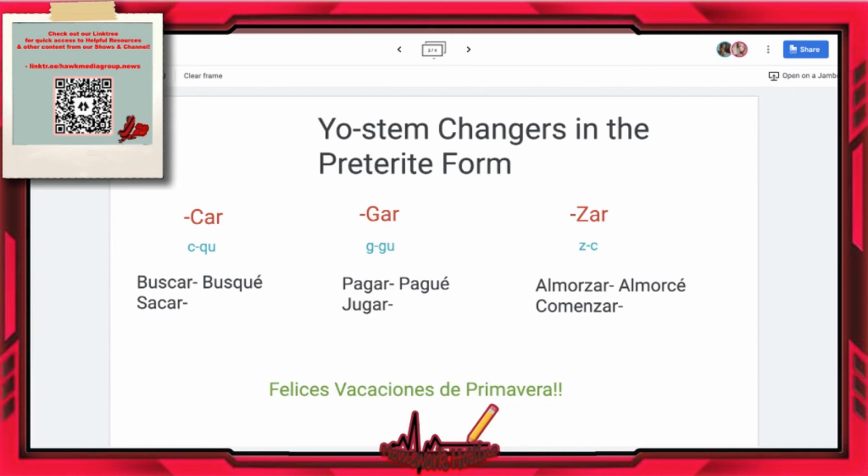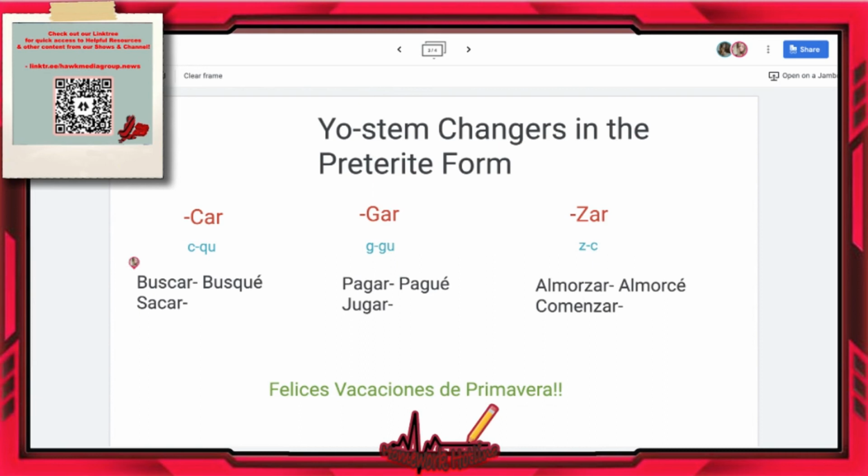And then zar. We're going to use the example of almorzar, which is to eat lunch. That is almorcé. So the Z changes to a C. That's a very, very easy one. What's nice about it is it just rolls off the tongue better with almorcé rather than almorzé or however you would change it.